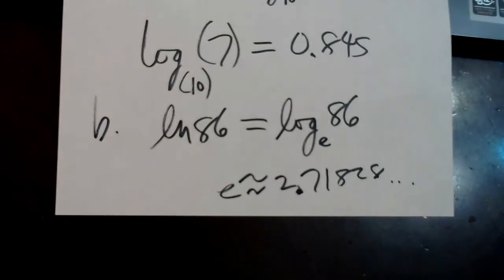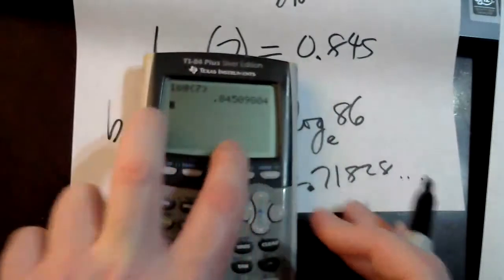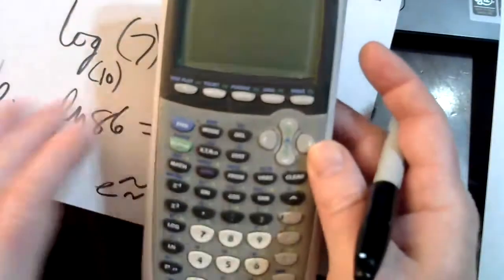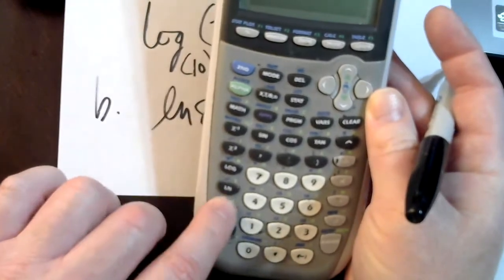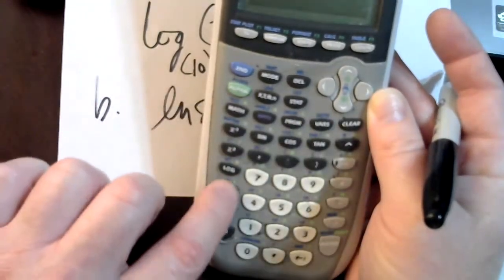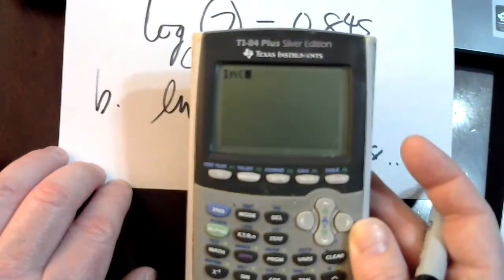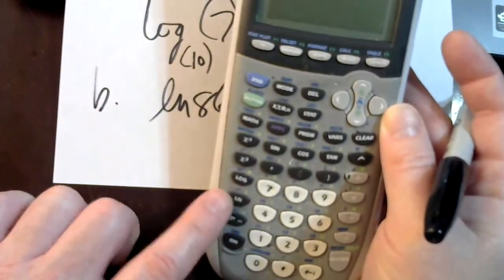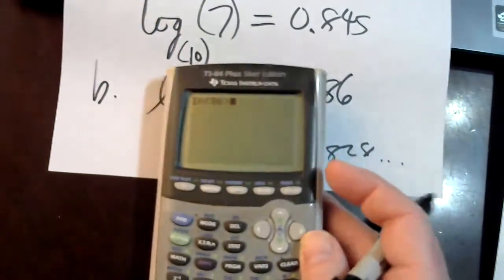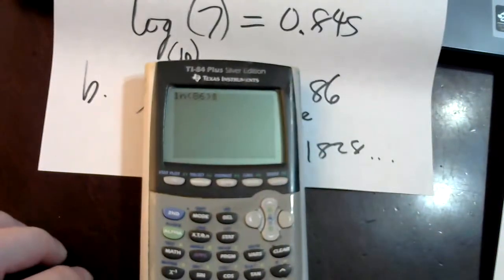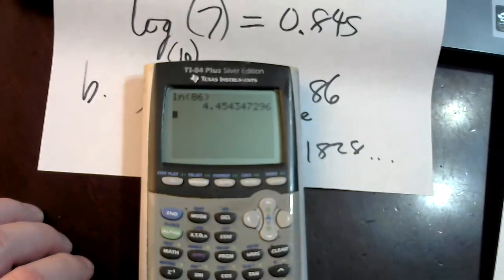So how do we do that with a calculator? Well, let's do it with the TI-84 first. All right. So notice right there is your natural log key. So just hit ln, and then ln 86. Close your parentheses. Kind of easy. 4.454.